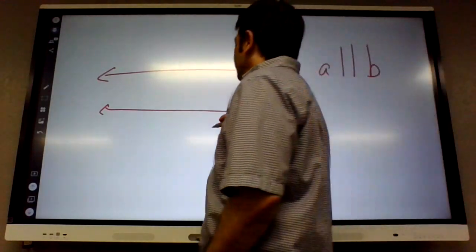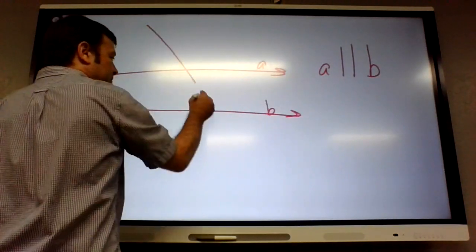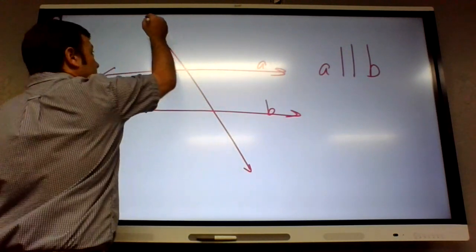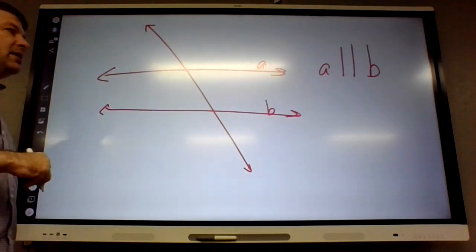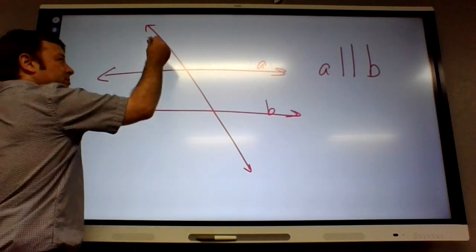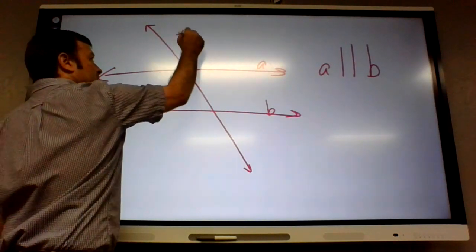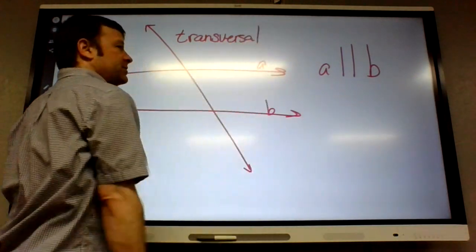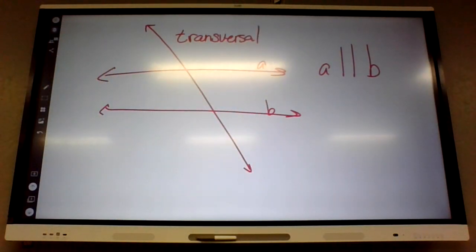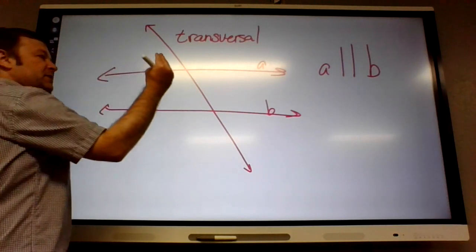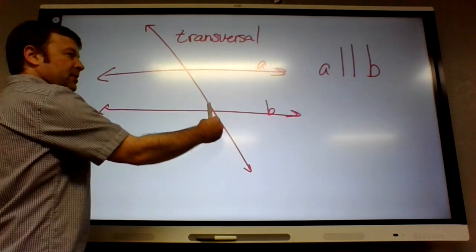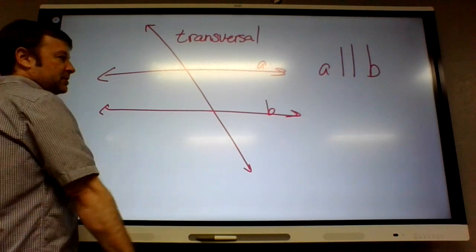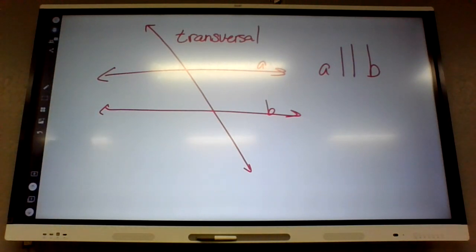So, the new thing is if we draw a line across, any line that crosses two other lines is called a transversal. To transverse something means to cross over. We could transverse the Atlantic Ocean, something like that. So the definition is any line that crosses two other lines at two different points is a transversal.